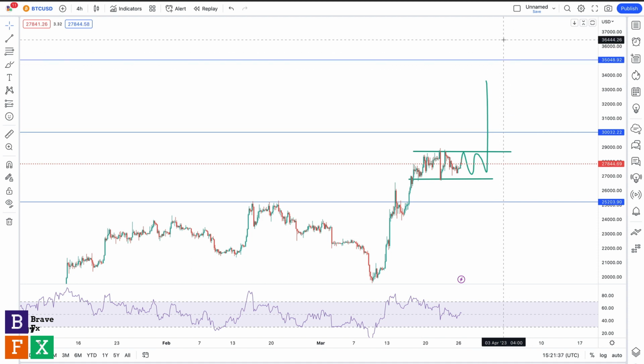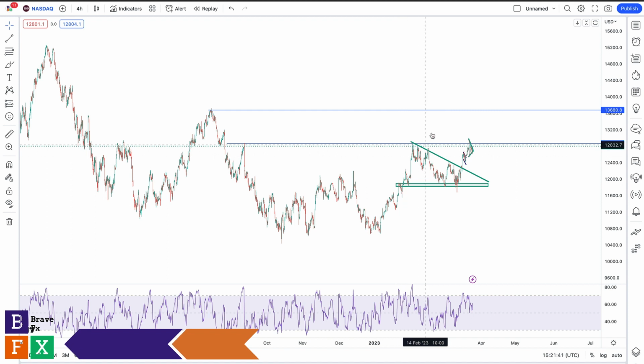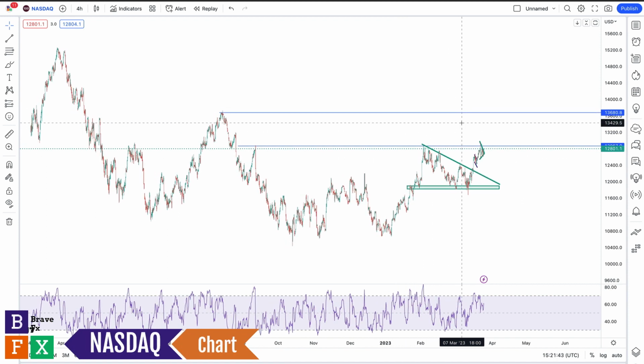So moving on, Nasdaq. So Nasdaq, similar to Bitcoin, because they move in line with the US dollar, right? Because of the current monetary policy going on in the United States.